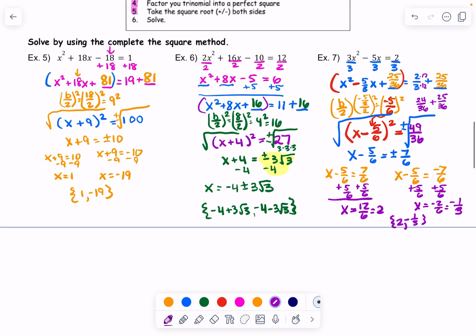All right, cool. So this is just an example. This is probably the example that you're going to want to focus on the most because it has fractions, and most of you don't like fractions. And the key here is to remember when you divide a fraction by 2, it's really just multiplying the denominator by 2.